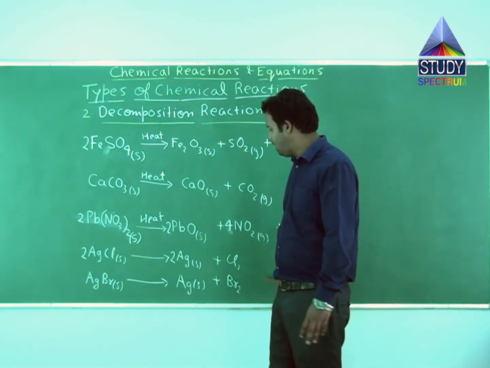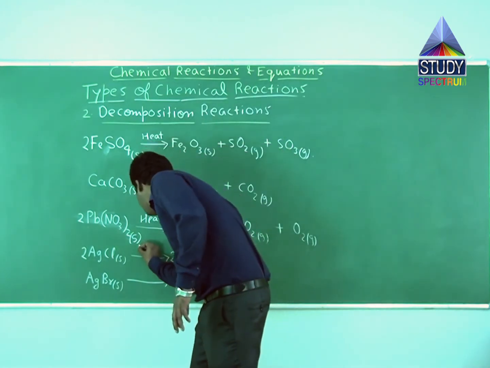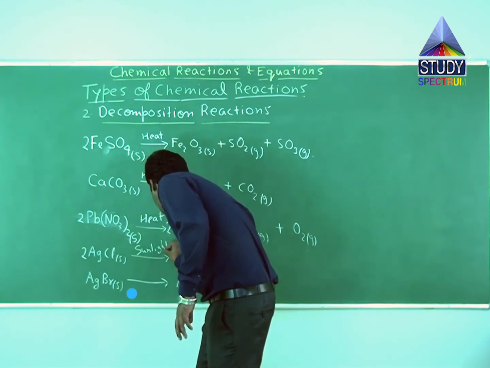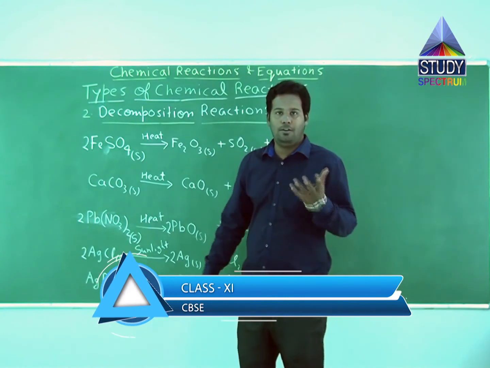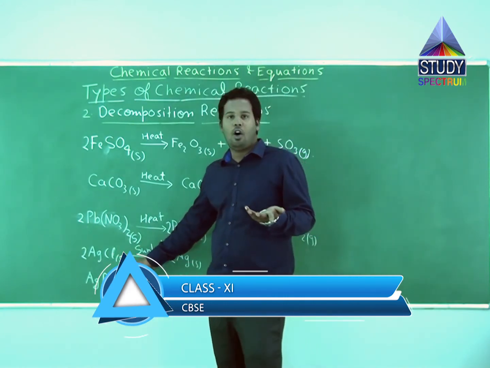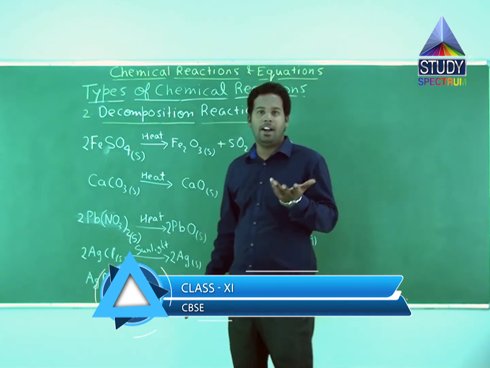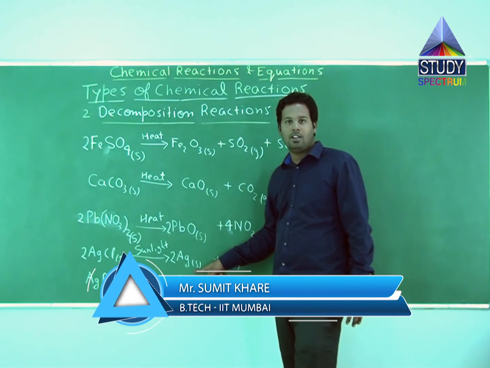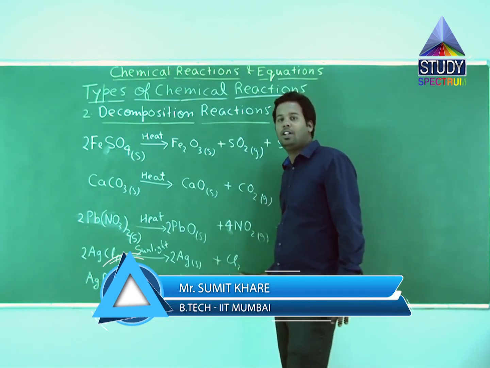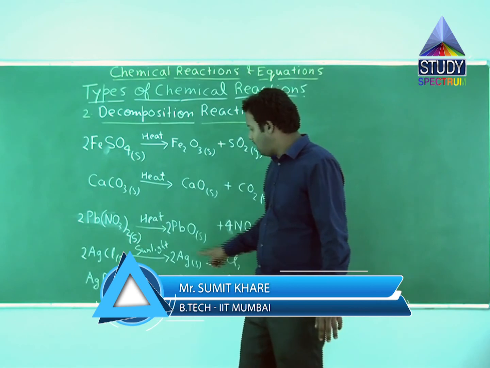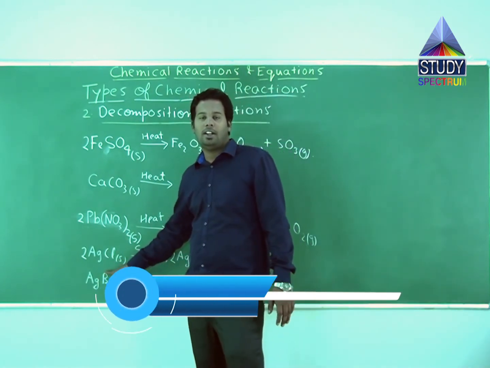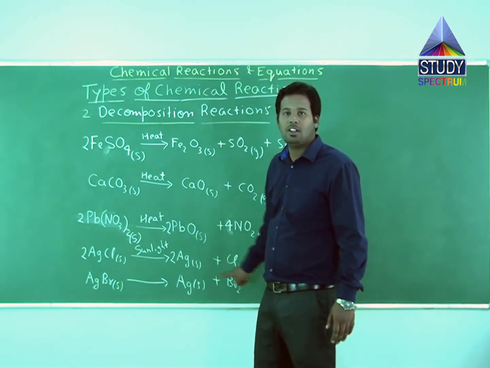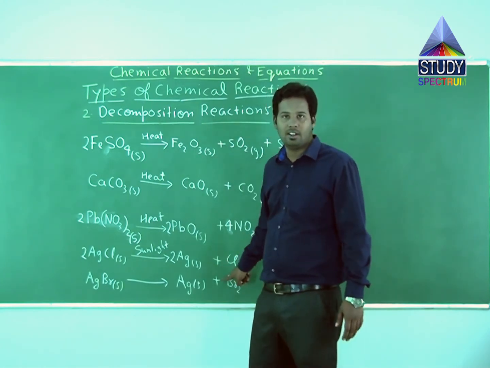But the point to be noted is, this reaction requires sunlight to proceed. It means if you place the white powdery form of AgCl into a plate and expose it to sunlight, it will convert into a grey colored substance, that is silver, and will liberate chlorine gas. So sunlight is the requirement for this reactant to decompose into two new products, that is silver and chlorine. So this is an example of decomposition reaction.